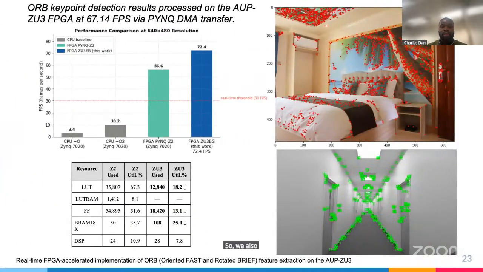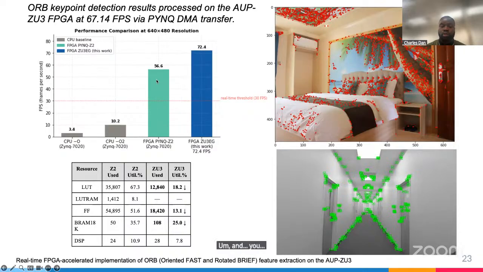I also did some comparison of the performance achieved on the PingZ23 board. On the CPU side, we can see we had a very small performance in terms of frames per second. Then I compared it to the PingZ2 because that was the benchmark. Then on the Z23, we had 72 frames per second. On the ZU, it was just 56.